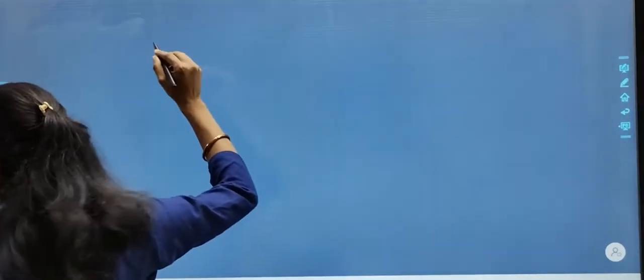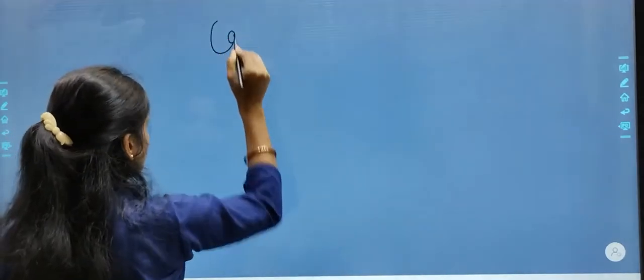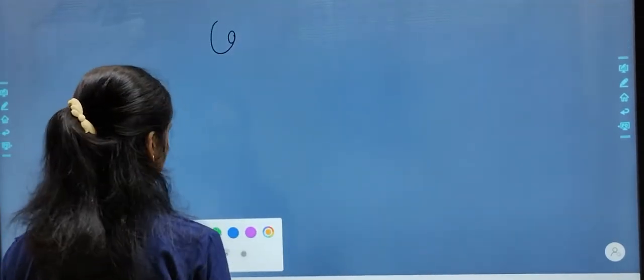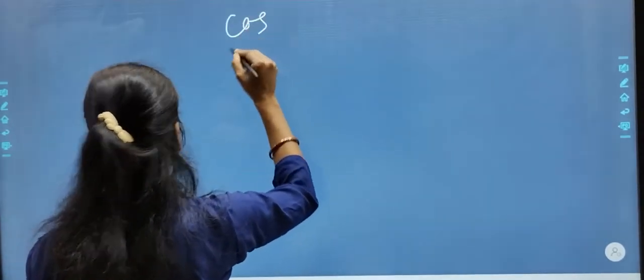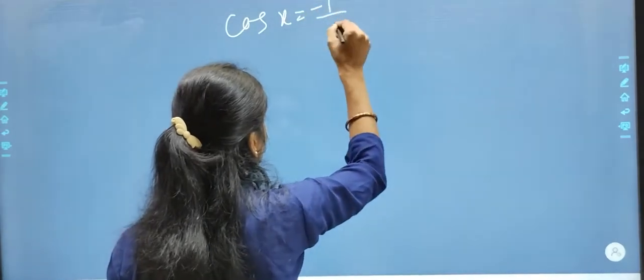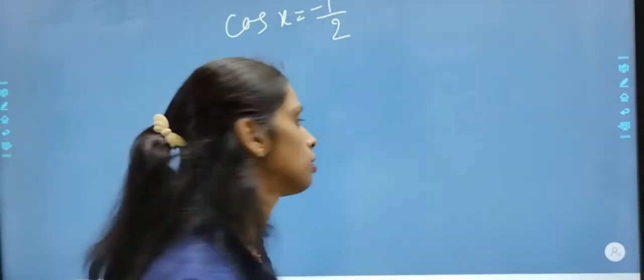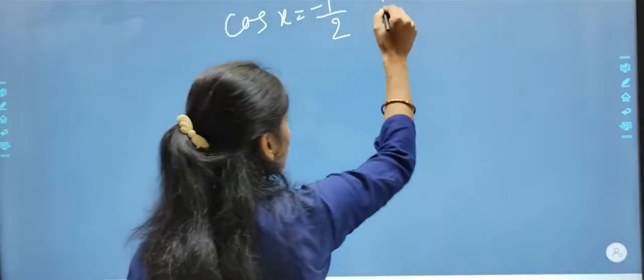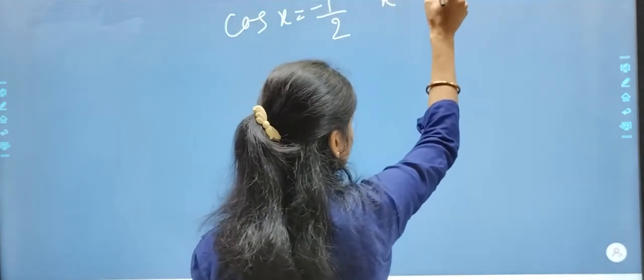Question, what is the question? Question is cos x is equal to minus 1 by 2. You know, right? Then x lies in the third quadrant.